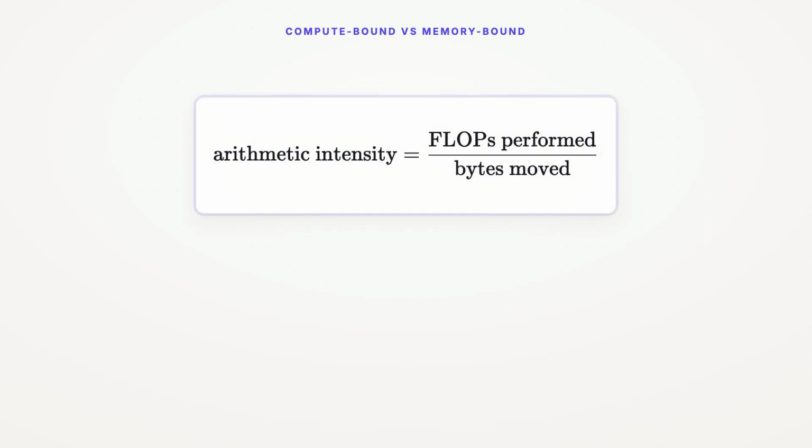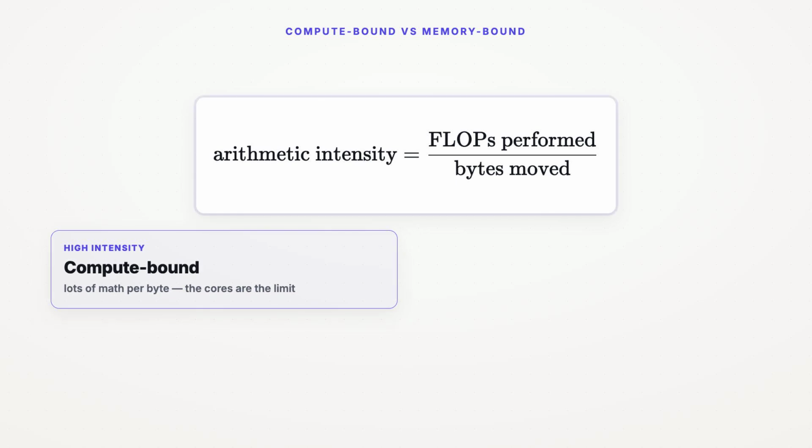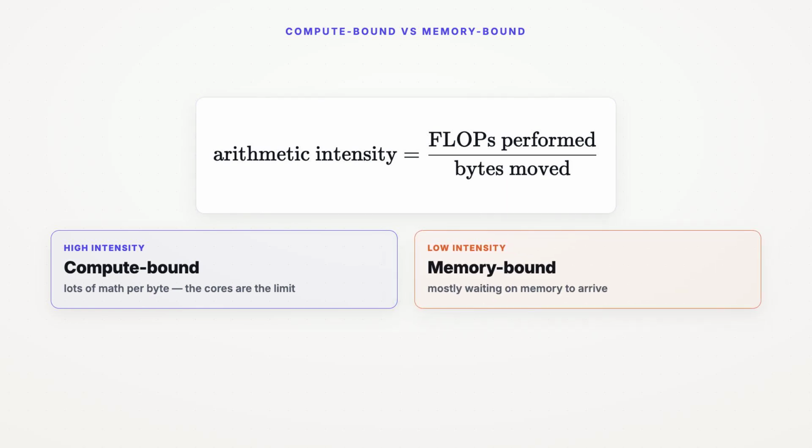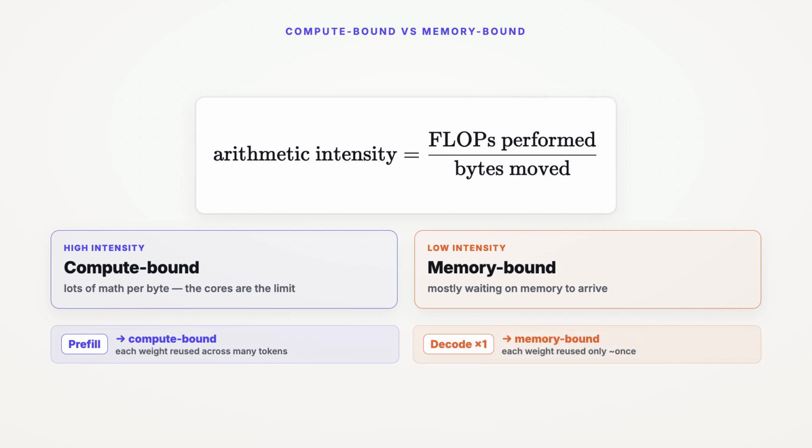Why does that matter for speed? It comes down to one ratio, arithmetic intensity. How much math you do per byte you fetch from memory. When you're doing lots of math per byte, you're compute bound. The GPU's cores are the limit. When you're mostly waiting on memory, you're memory bound. Prefill, reusing each weight across many tokens, is usually compute bound. Decoding 1 token at a time reuses each weight barely once, so it's memory bound. The chip is fast, feeding it is the bottleneck.